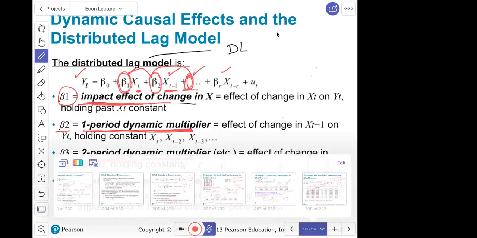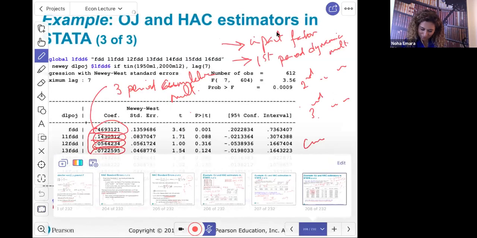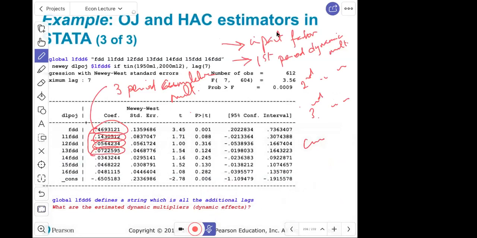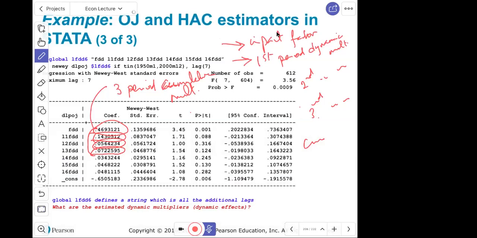I'm sorry, I was in the bathroom. Oh, Othman, I was calling you. Oh, really? Yes. I'm sorry, I just had to step in the bathroom. Okay, which part did you miss? How you got the dynamic effects.